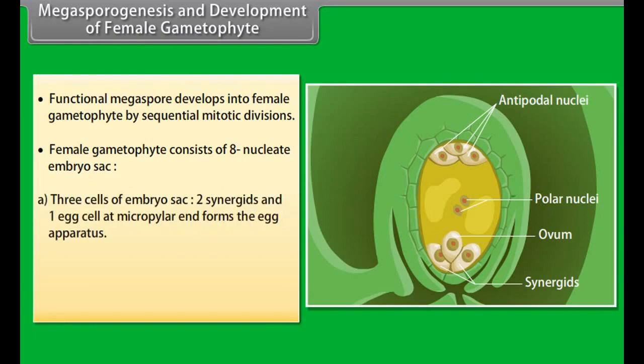A. 3 cells of the embryo sac, 2 synergids and 1 egg cell at the micropylar end, form the egg apparatus. B. 3 antipodal cells are formed at the chalazal end. C. The central cell consists of 2 polar nuclei.